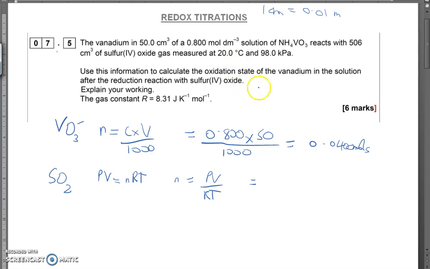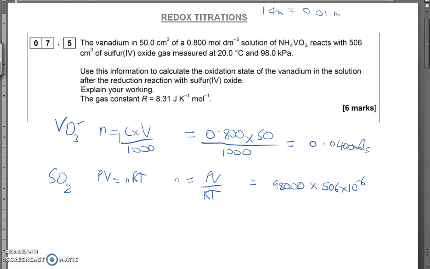Now we've got to convert our values into the correct units. So the units are pascals for pressure. So it's 98,000. And then we're going to multiply that by our volume. Now our volume is 506 times 10 to the minus 6 meters cubed. Okay, how have we got that? Well, our volume was 506 centimeters cubed.